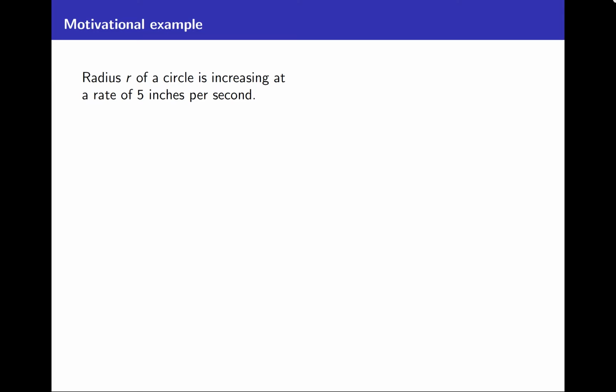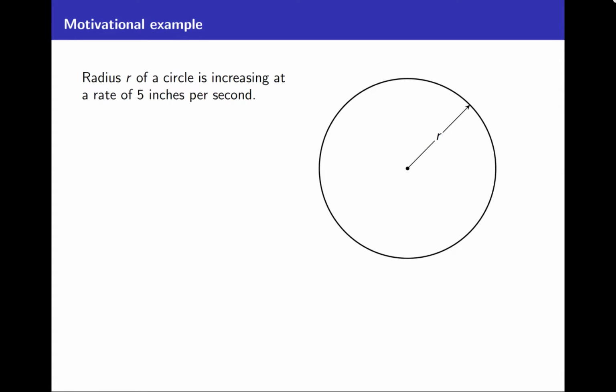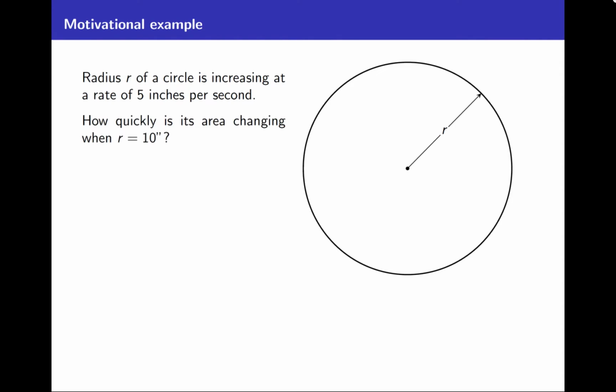Imagine a circle that's growing. The radius of this circle is increasing at a steady rate of 5 inches per second. So as time increases, every second the circle grows by 5 inches, steadily growing. And as it grows, its area is changing. And the question we want to answer is, how quickly is this area changing at the precise instant that r is 10 inches?